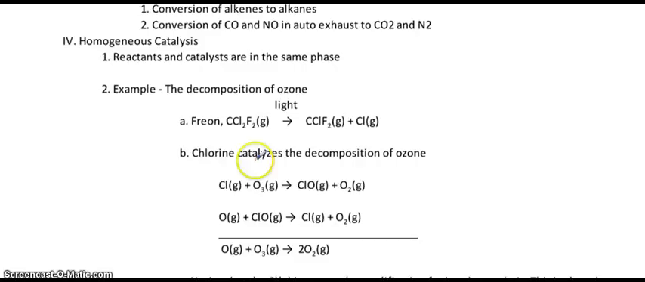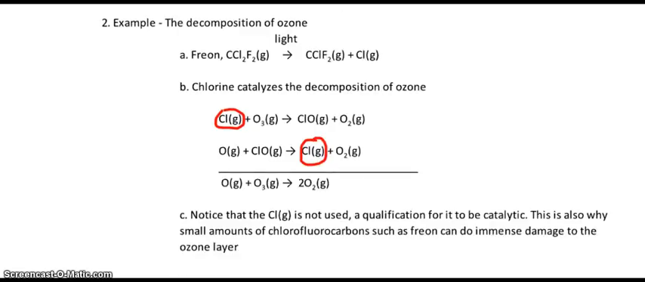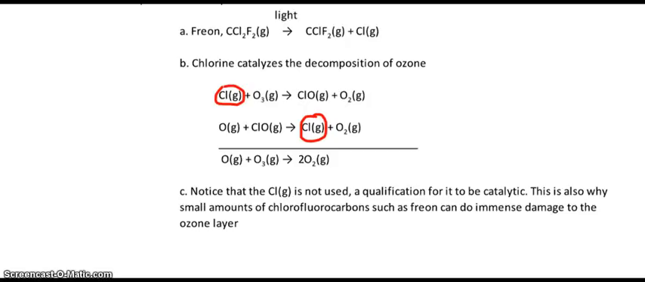And notice, here is chlorine here. It's one of the reactants. It's used up in step 1, but here it's a product. It is made again. It came right back. So one molecule of chlorine could then go on and attack another ozone molecule. And then it's going to be formed again. It can go on to attack another one. So notice that the chlorine atom is not used up, which is the qualification to be a catalyst. This is also why small amounts of chlorofluorocarbons, such as freons, can do huge damage to the ozone layer.